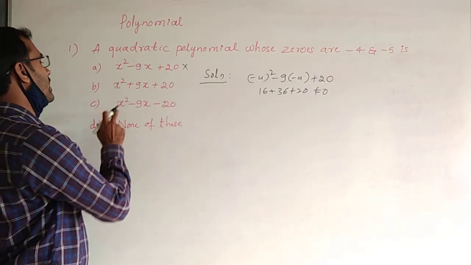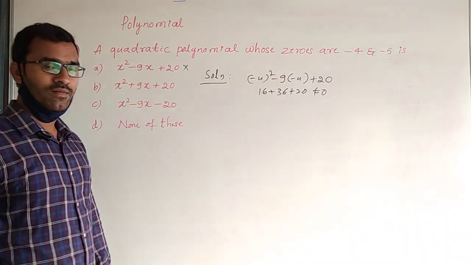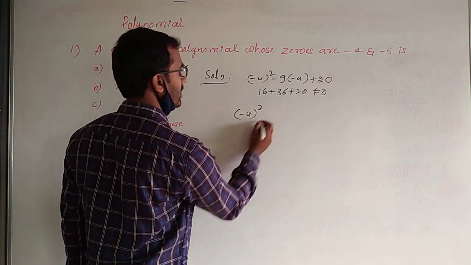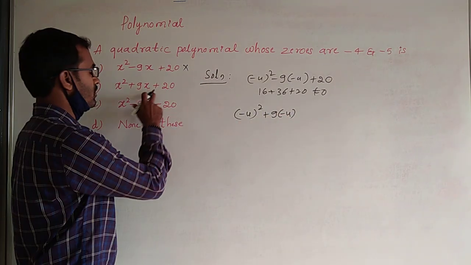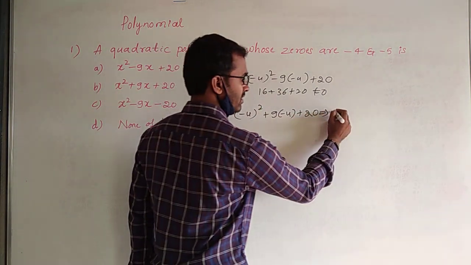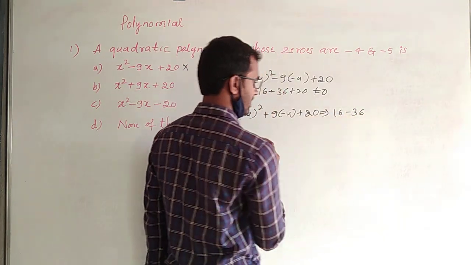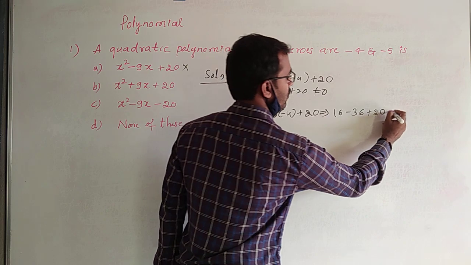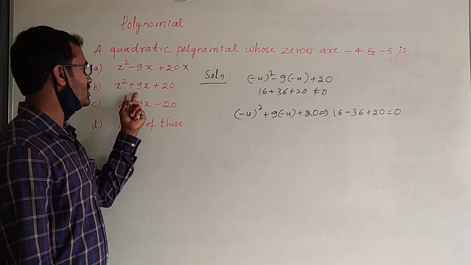Substitute again x equal to -4 in the second option: (-4) square plus 9 into -4 plus 20. This equals 16, 9 into -4 is minus 36, plus 20. 16 plus 20 is 36, minus 36, we get 0. So -4 is a zero of this polynomial.